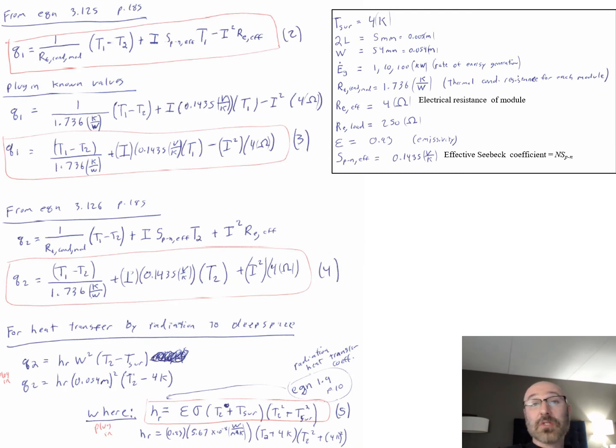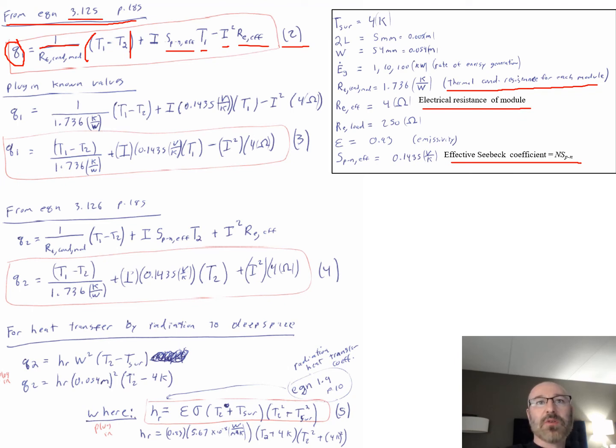As we continue on with our solution, let's take a look first at our Q1. Our Q1 comes from equation 3.125 on page 185 of our textbook. We'll call this equation number 2 for future reference. So we take 1 over our R sub T, our thermal conductive resistance for each module, times our temperature difference T1 minus T2, plus I times our S sub p-n effective, our effective Seebeck coefficient, times T1, minus I squared times our R effective, which is our electrical resistance of the module. So this is equation 3.125 for our Q1.